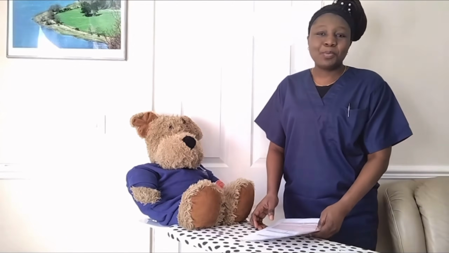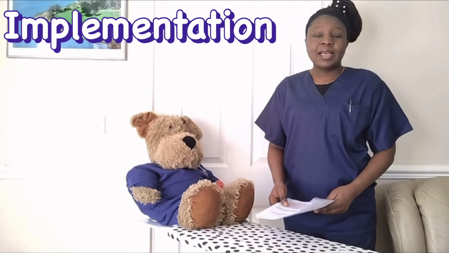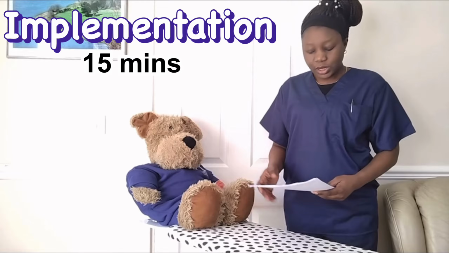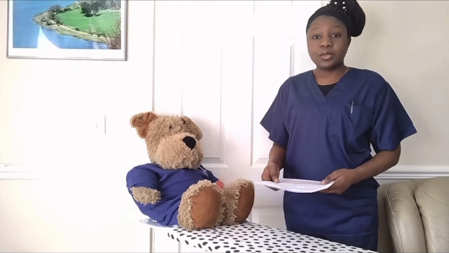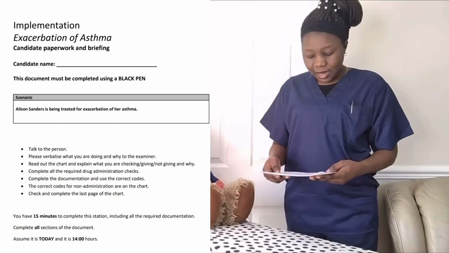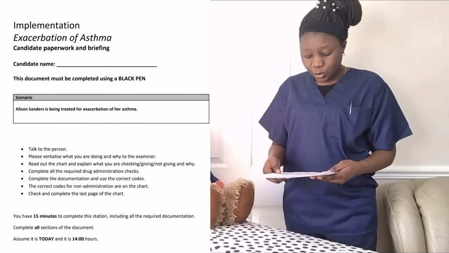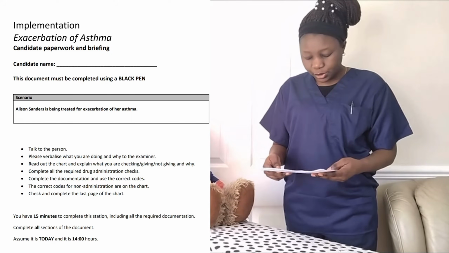In today's video, we'll be looking at implementation, which is one of the stations in OSCE. It is a talking station and it is 15 minutes. So I've got this scenario here and I'm going to read it out before we go through the scenario together. Alison Sander is being treated for exacerbation of asthma. You have 15 minutes to complete this station, including all the required documentation.